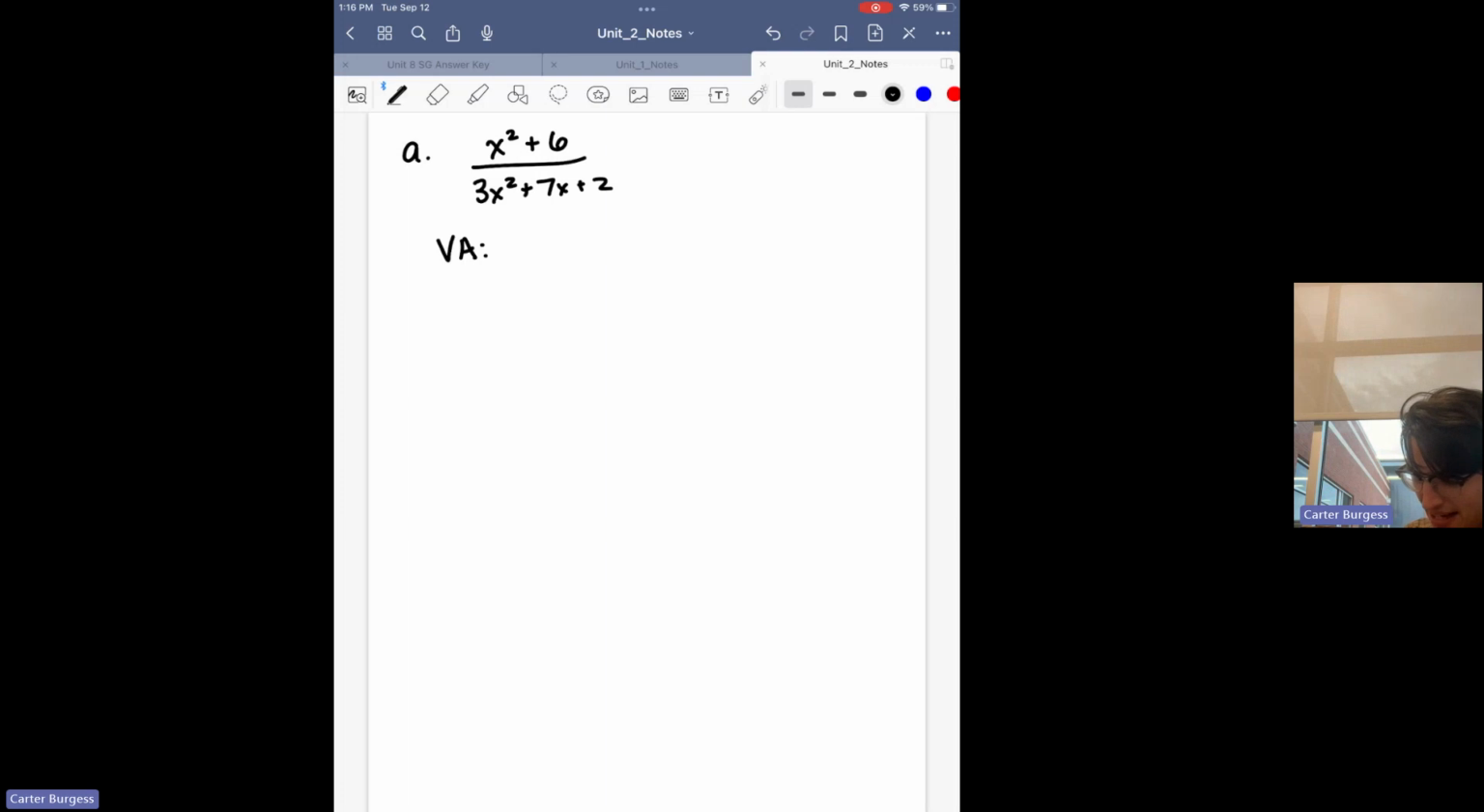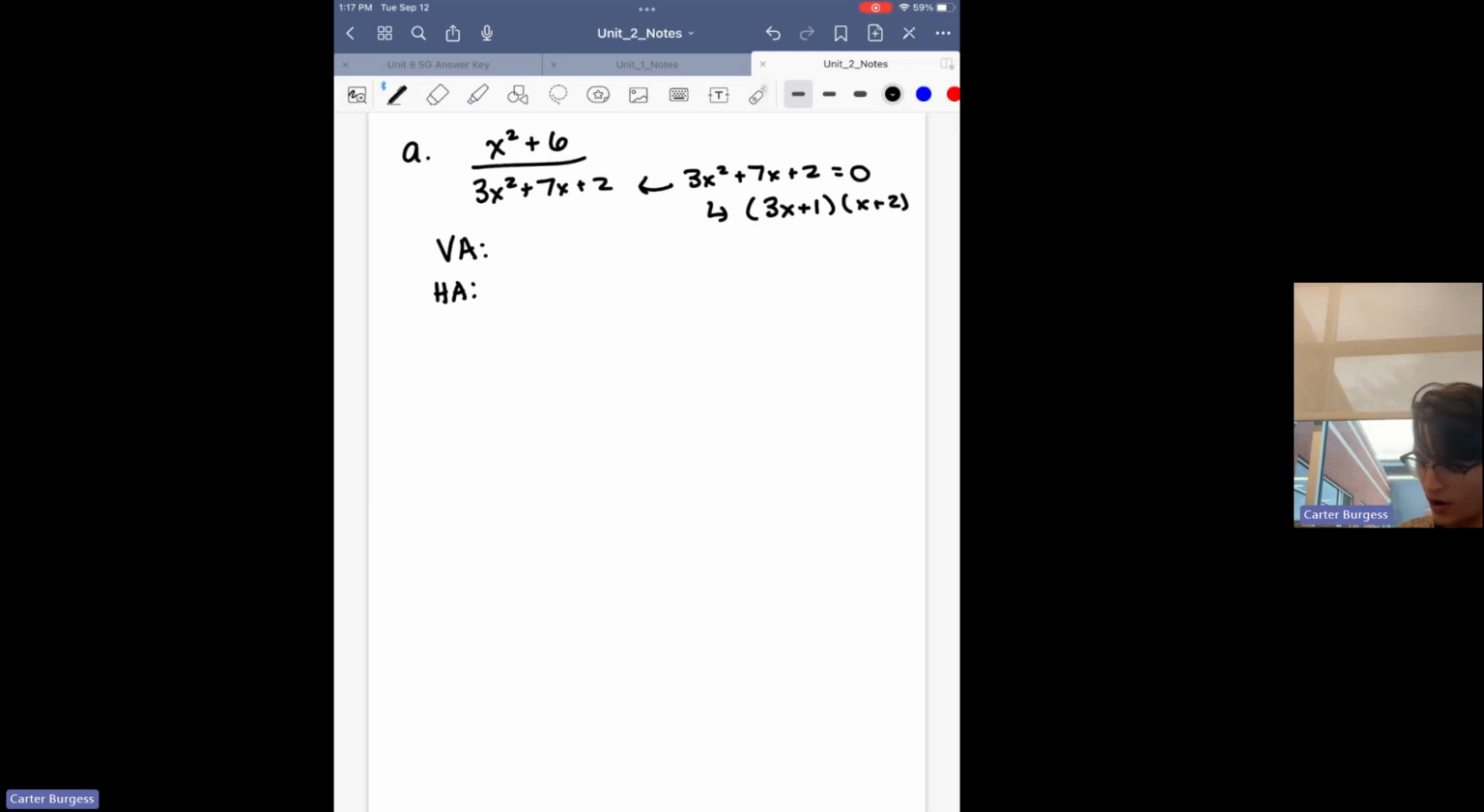So we want to know when is 3x squared plus 7x plus 2 equal to 0? A little bit of factoring, or you could always use the quadratic formula here. That would also be totally fine, but I like the factoring. It'll make a point later on. What does this factor into? 3x plus 1 times x plus 2.